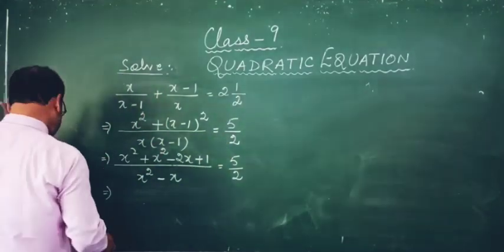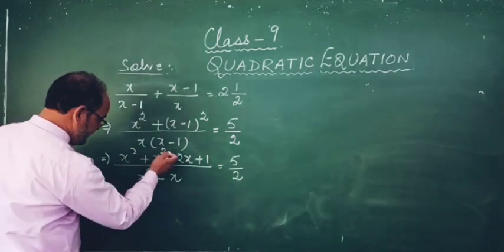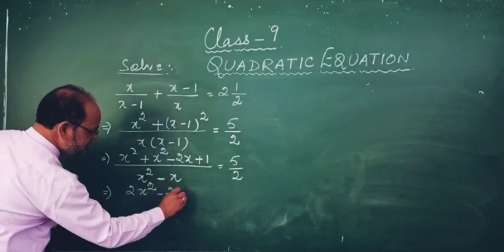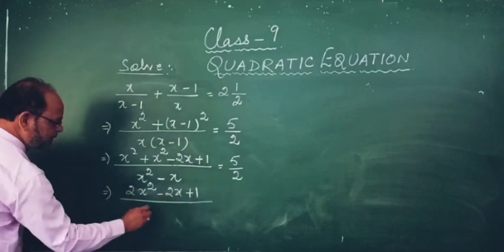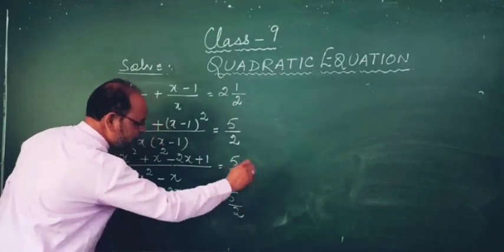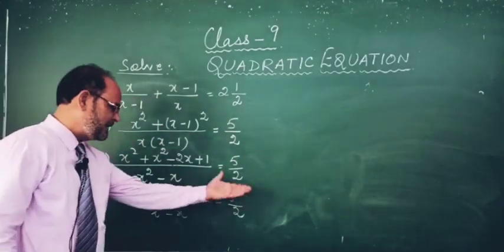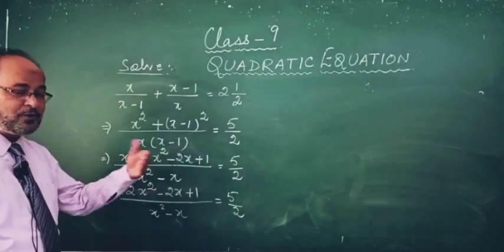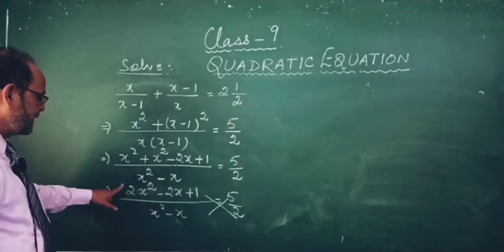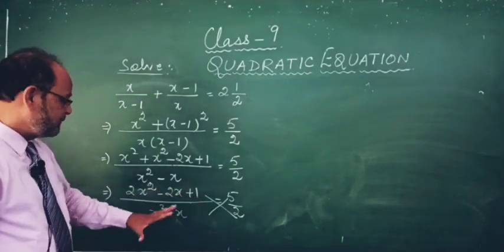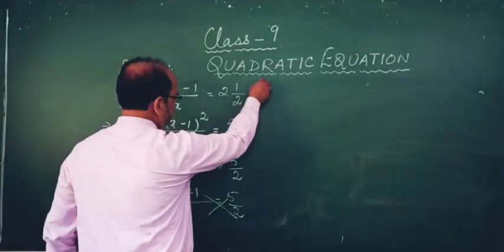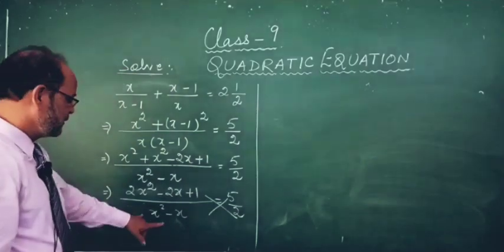Now you will collect like terms here, x square and x square, your sum will be 2x square minus 2x plus 1 upon x square minus x equals to 5 upon 2. Now you have reached at a place where you have to do cross multiplication. So you will multiply 2 in these given terms, and 5 you will multiply here the terms which are written at the place of denominator.